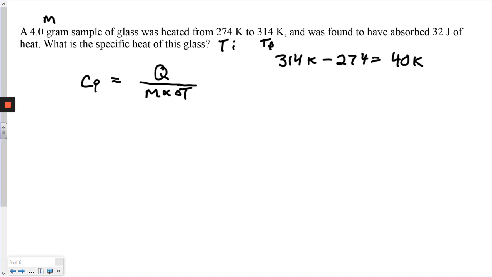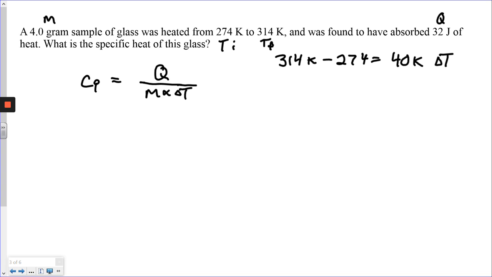So delta T is going to be 40 Kelvin. And it says it is found to have absorbed 32 joules of heat. Remember, heat energy we use Q to represent. What is the specific heat of the glass? So let's go ahead and plug these numbers into our formula.